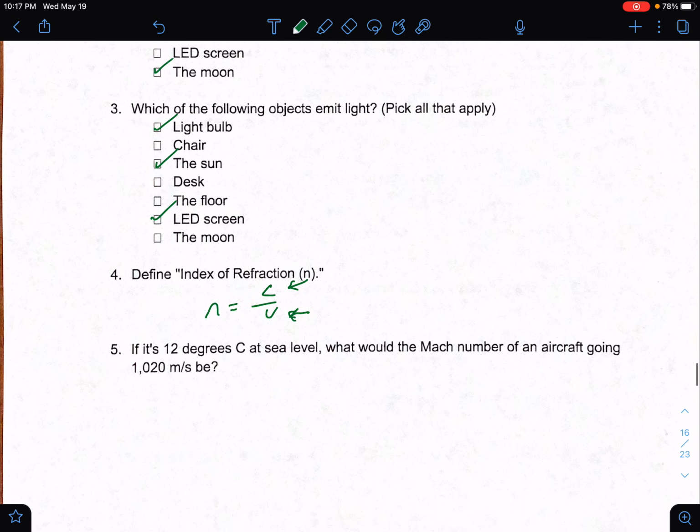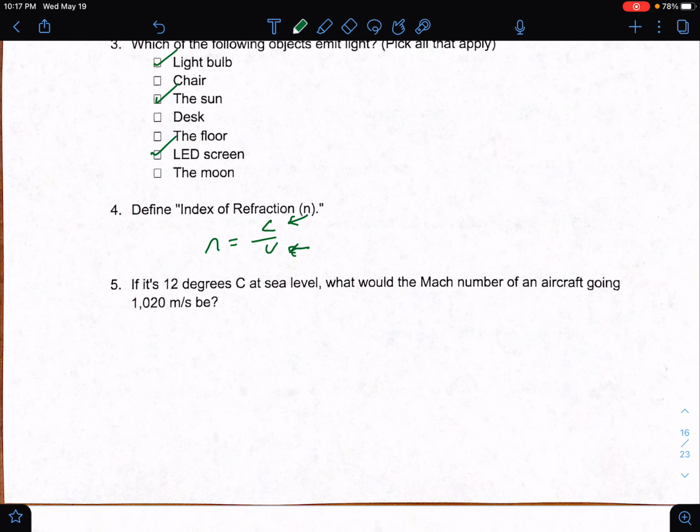Number 5, if it's 12 degrees Celsius at sea level, what would be the Mach number of an aircraft going 1,020 meters per second? Okay, so Mach is just basically how many times faster you are going than the speed of sound. So we need to find the speed of sound at that temperature. You're going to do velocity equals 331.5 plus 0.6 times whatever your temperature is, and our temperature was 12 degrees.